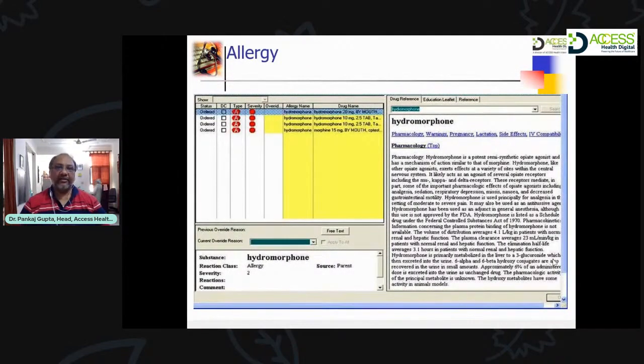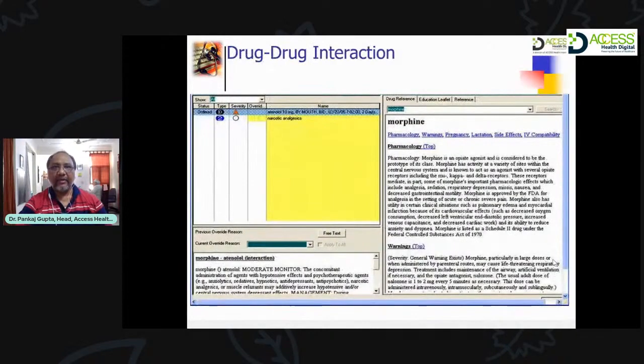Similarly, an allergy. So if there is an allergy recorded in the system for hydromorphone, and still the order is given, then it will throw an alert to the doctor and say, hey, there is an allergy. So are you still going to order hydromorphone? In all likelihood, the doctor will withdraw that order and say, yes, let's give a different drug to the patient. Here is a drug-drug interaction.